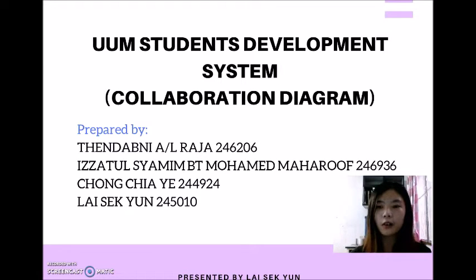Today I'm going to present our group project, the Student Development System Collaboration Diagram. A collaboration diagram is also called a communication diagram. In this collaboration diagram, it will display the relationship and interaction between the objects on each other. In this system, students can decide to purchase the ticket or not. We have 4 types of actors in this system, which are admin, staff, student, and bank. It will show how the relationships work between each other.